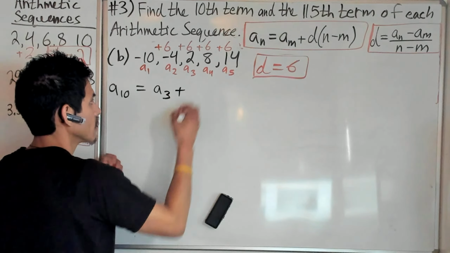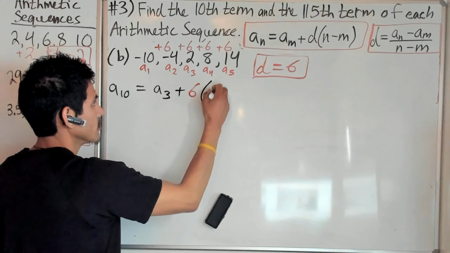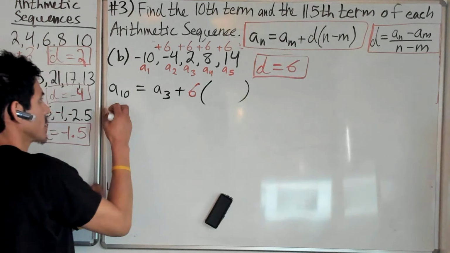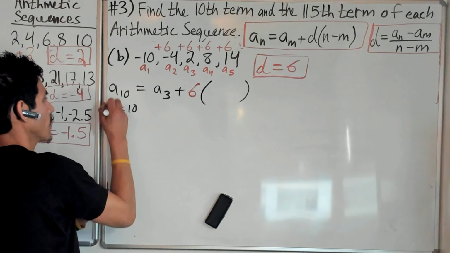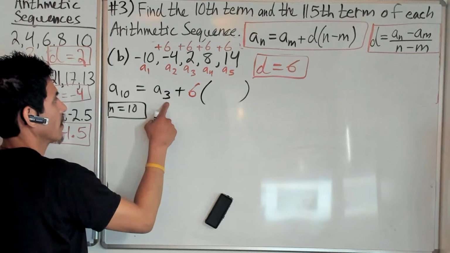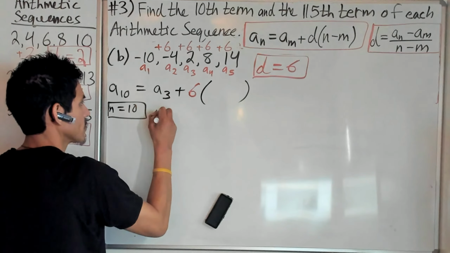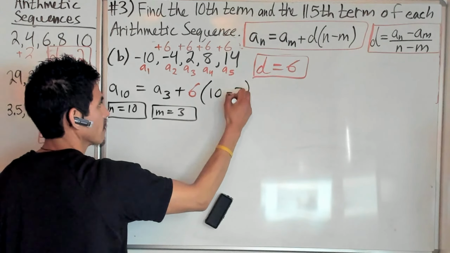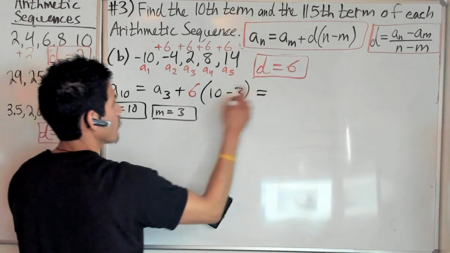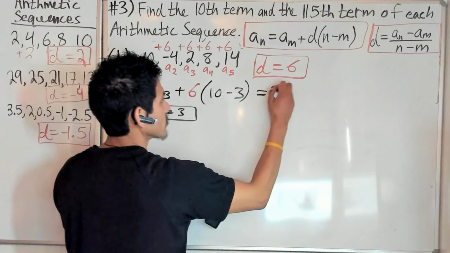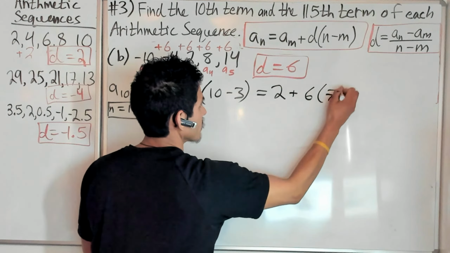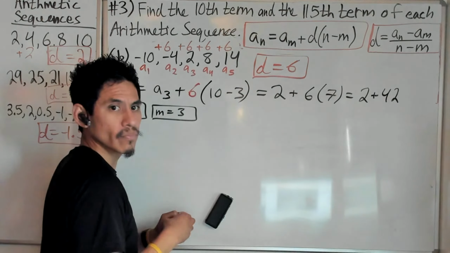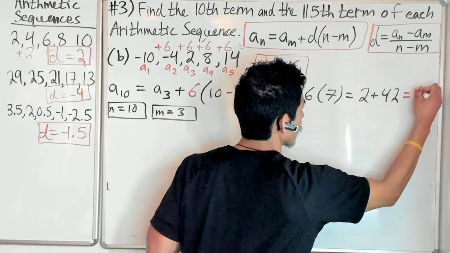A3 plus 6 times n minus m. Our n in this case is 10, and our m in this case is 3. So we're going to have 10 minus 3 here. A3 is 2, so 2 plus 6 times 7, 2 plus 42, and we'll get 44.